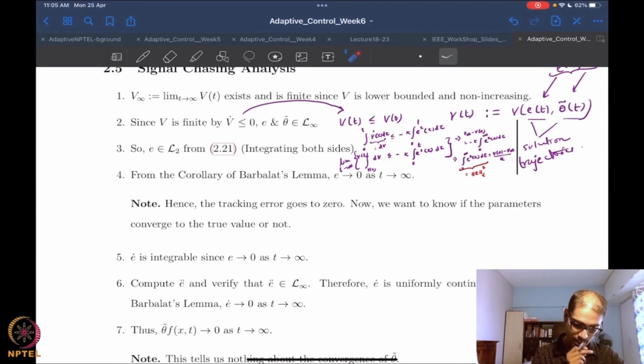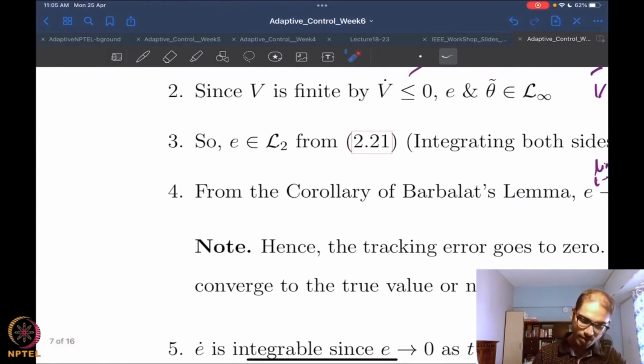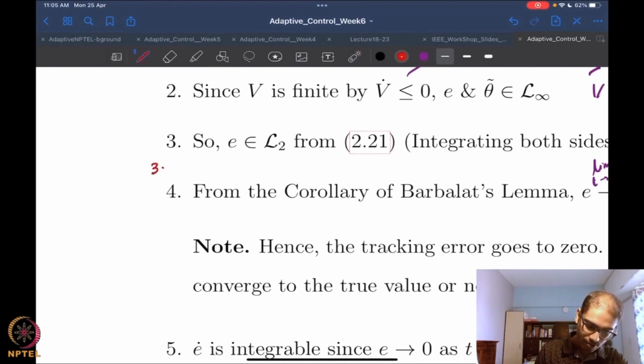No, we are not yet done. There's a step in between here. And what is that? This in-between step, I'm going to mark it as 3.5. And what is it? I can also claim that E dot belongs to L infinity.